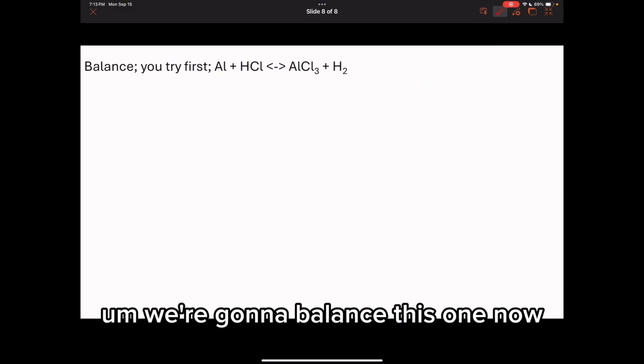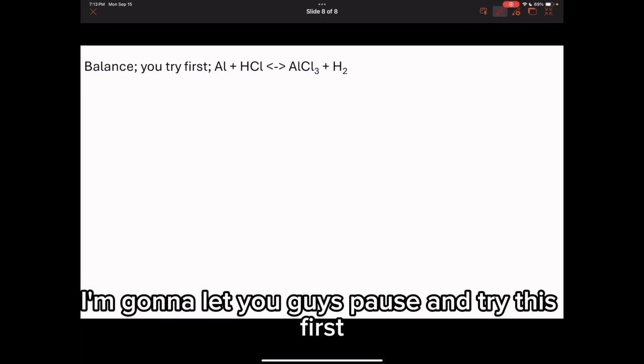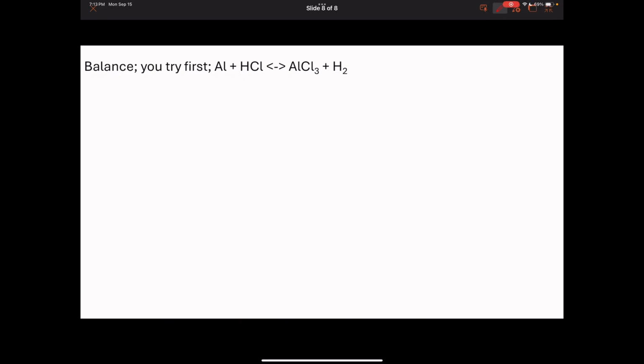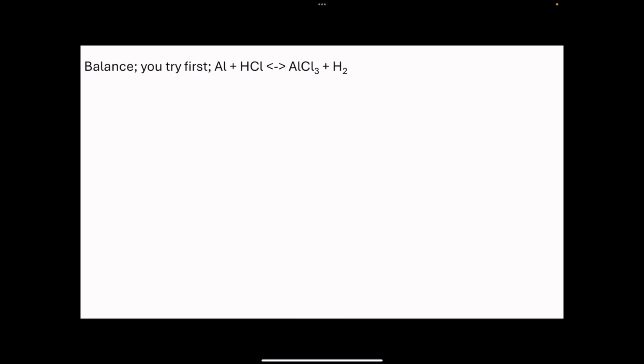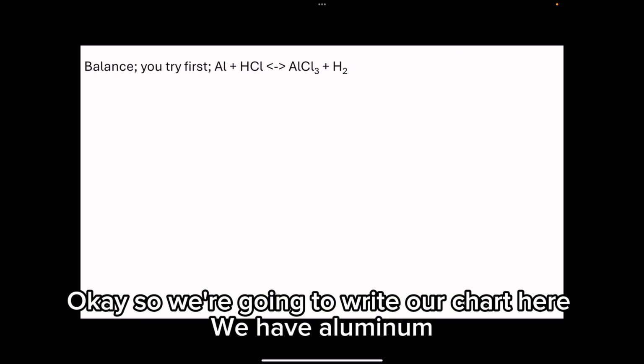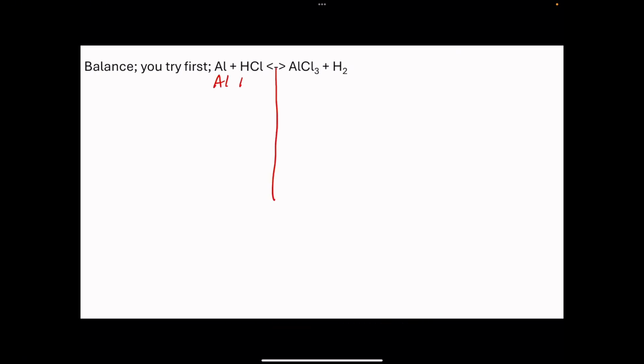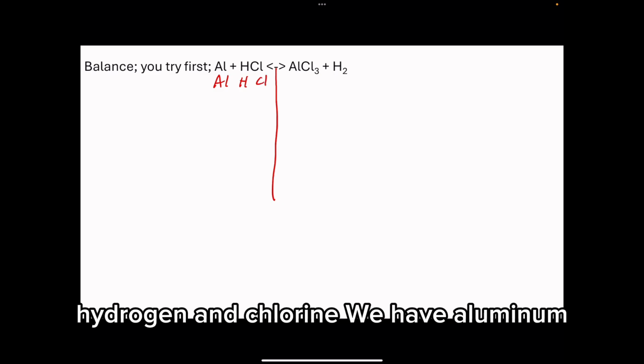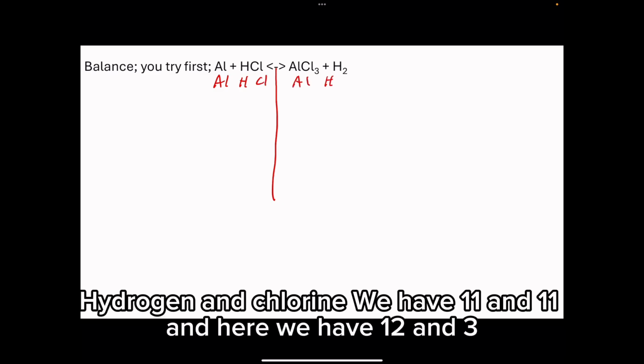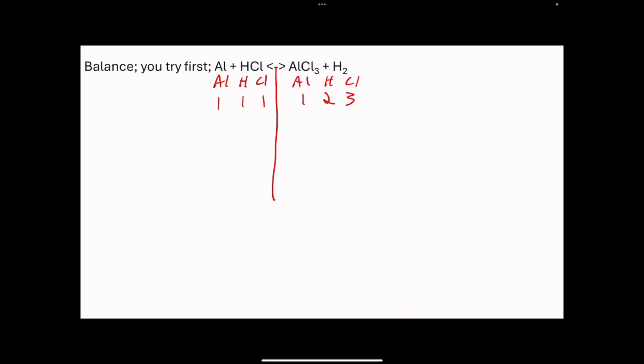Okay, we're going to balance this one now. I'm going to let you guys pause and try this first. Okay, so we're going to write our chart here. We have aluminum, hydrogen, and chlorine. We have 1, 1, and 1. And here we have 1, 2, and 3.